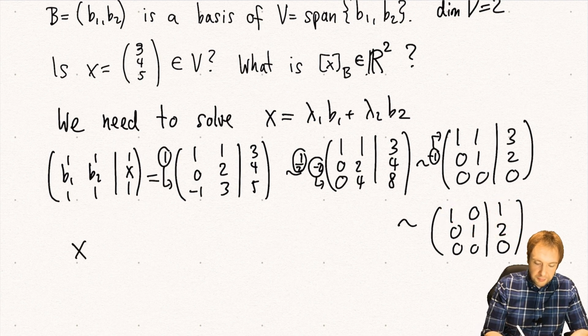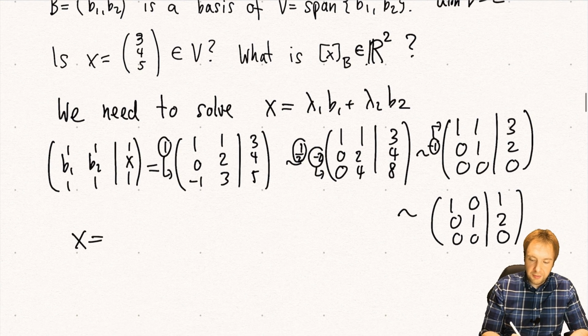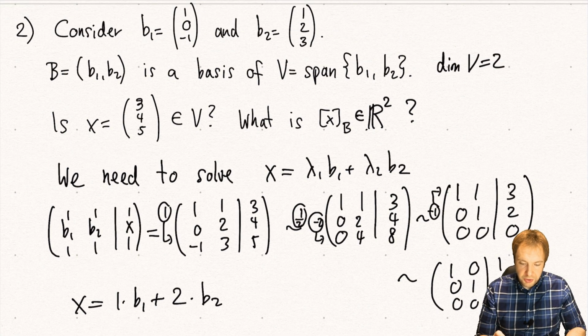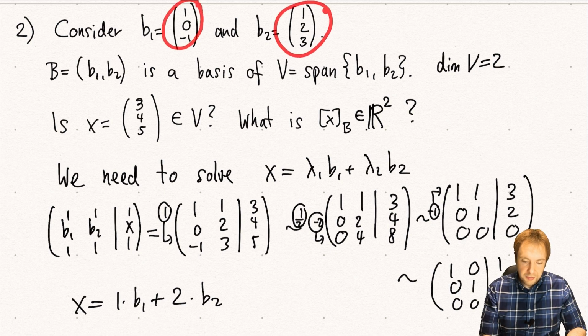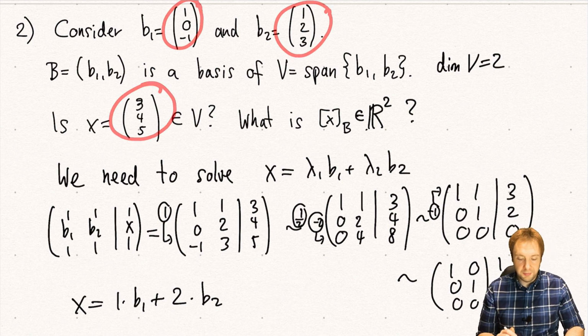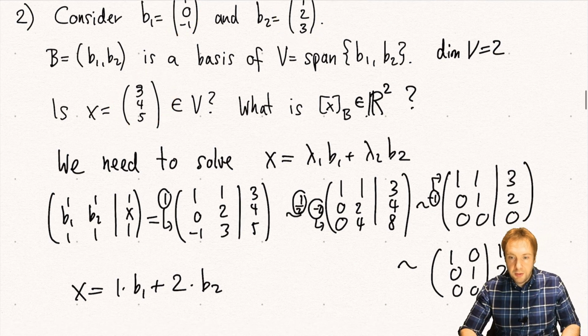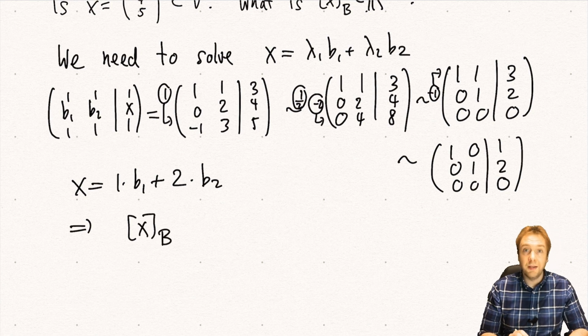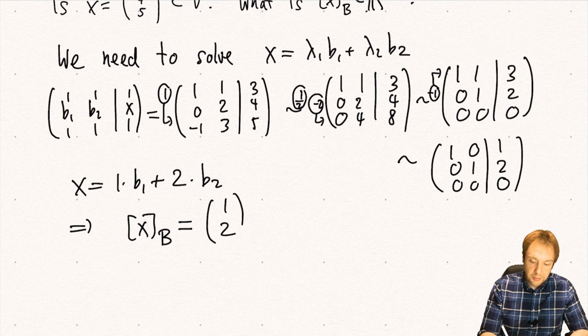So in this case, the result is that x equals 1 times b1 plus 2 times b2. And we can check here, well, if I take this plus 2 times this, then you see we get exactly this vector here. So therefore, the coordinate vector of x with respect to the basis b is the vector 1, 2.